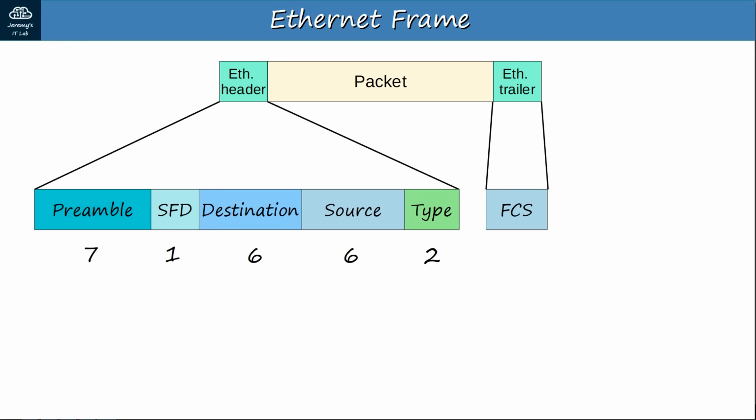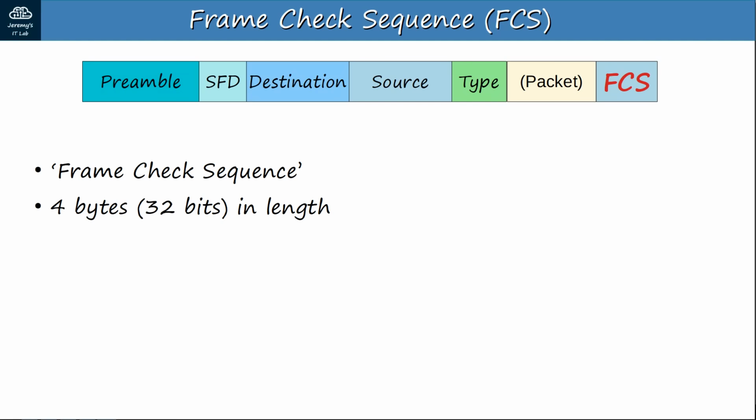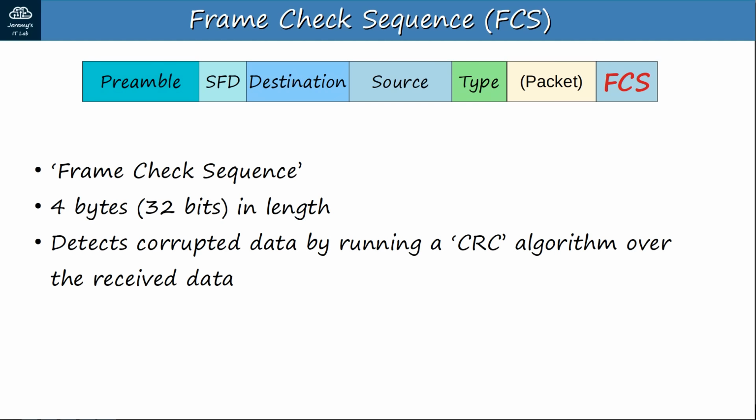Now let's take a brief look at the only field in the Ethernet trailer, the FCS, or frame check sequence. The only field of the Ethernet trailer is the FCS, which, as I mentioned, stands for frame check sequence. It is 4 bytes, or 32 bits, in length. Its purpose is to detect corrupted data by running a CRC algorithm over the received data.